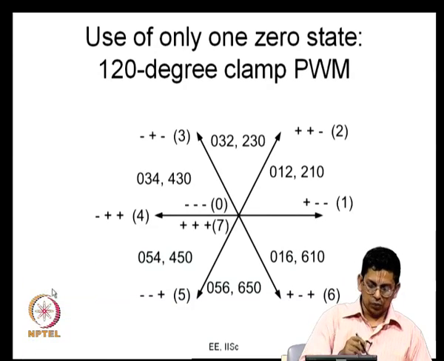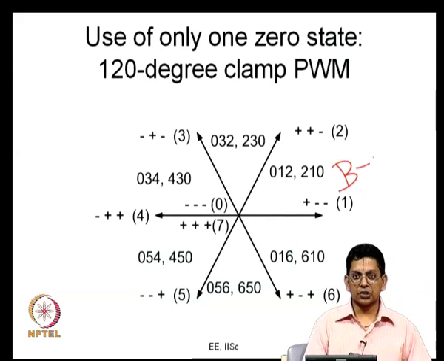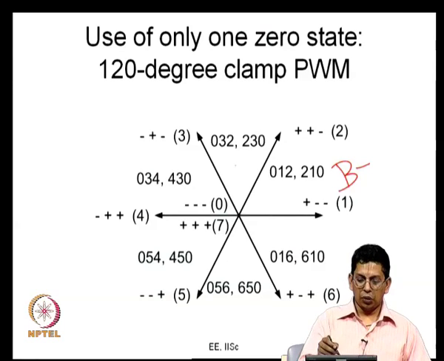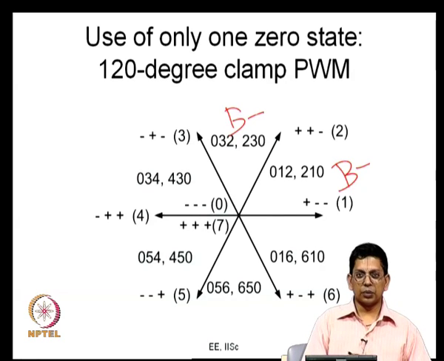So, here what will happen? Let us just write it down. Which phase is going to be clamped? It is B phase which is going to be clamped to the negative bus. How about here? It is 0, 2, 3, 0 meaning minus, minus, minus, 2 meaning minus, plus, minus, and here it is plus, minus, minus. So, here again it is B phase that is going to be clamped to the negative bus.